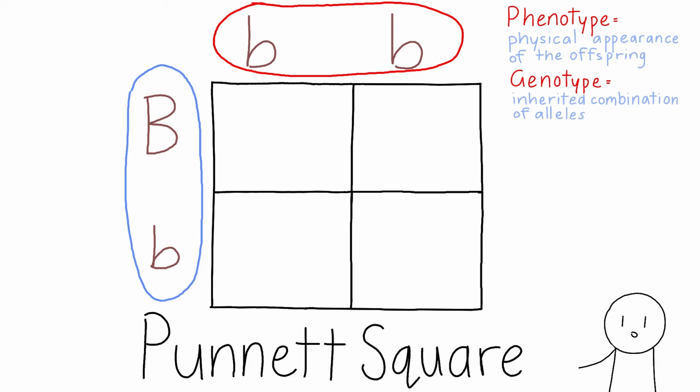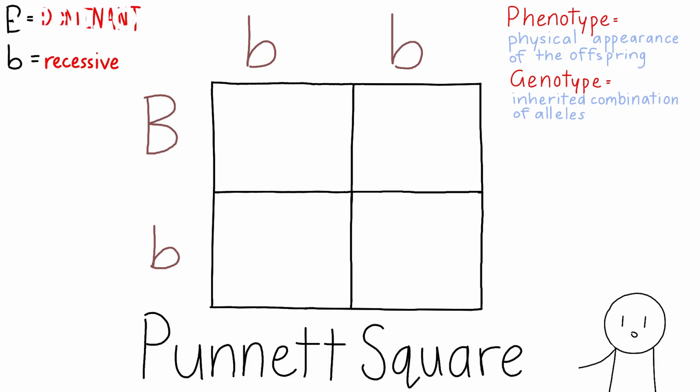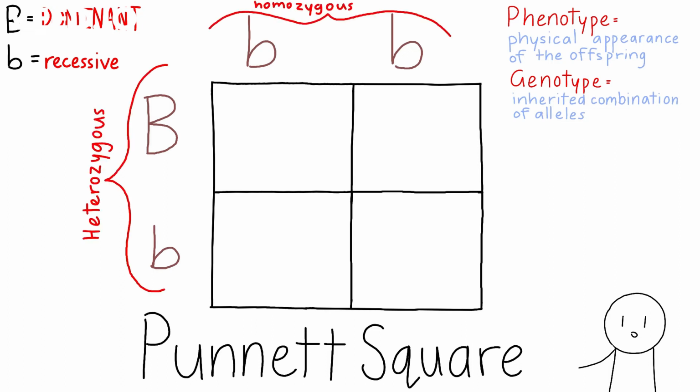Here's an example. The two letters on the left can represent the father's alleles, and the top two letters can represent your mother's alleles. The capital letters are dominant alleles, and the lowercase letters are recessive alleles. An allele of a gene that is said to be dominant will overrule the recessive allele. Homozygous alleles are alleles which are the same, and heterozygous alleles are different from one another.